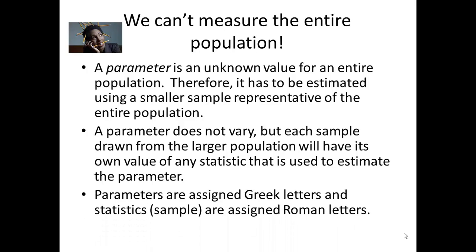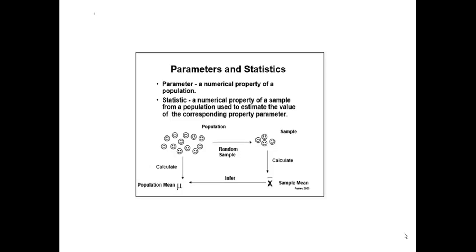This is important to know. Parameters are assigned Greek letters, and statistics from the sample are assigned Roman letters. You see here population mean, or mu, versus x bar, which is the sample mean. This is what you will collect and measure when you do a research project.